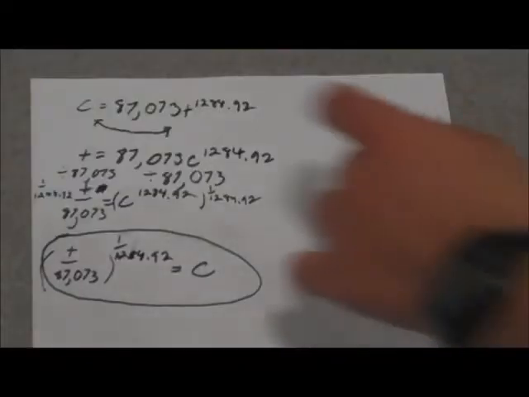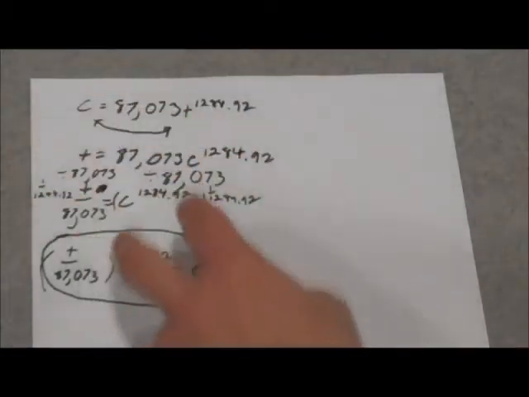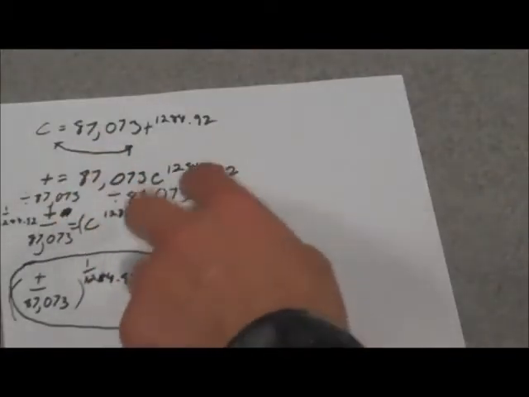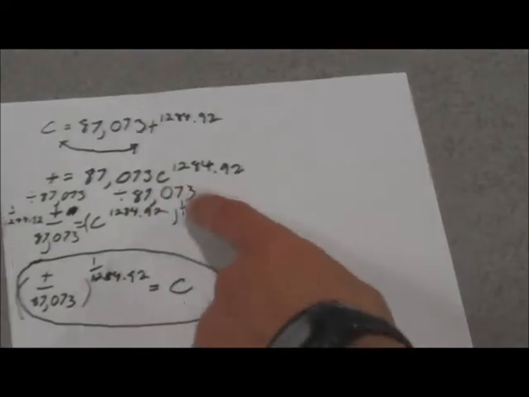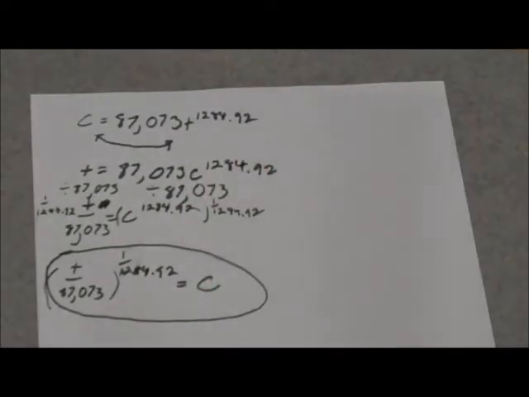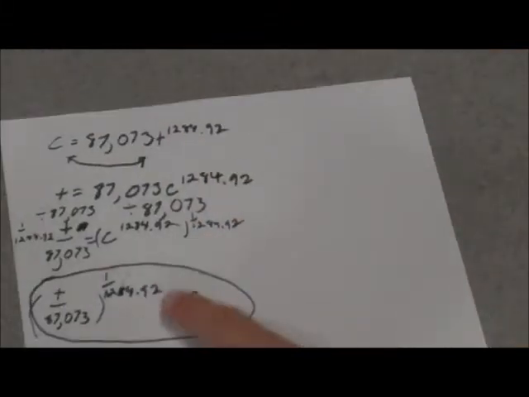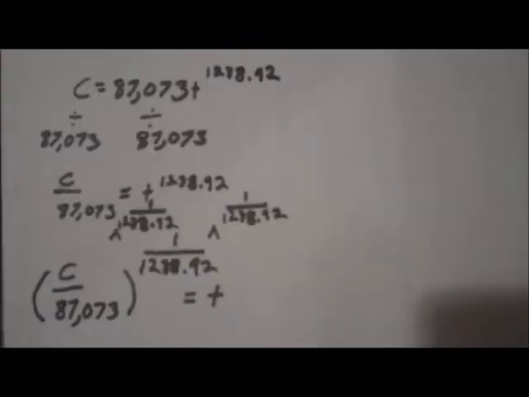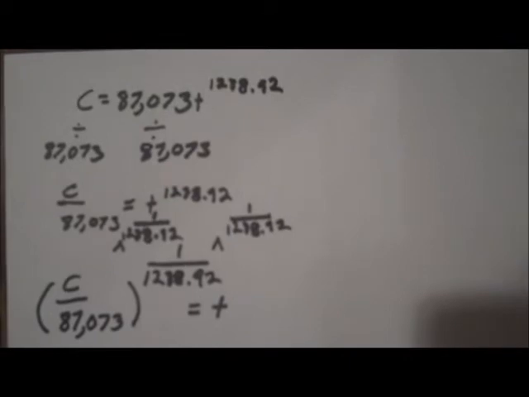So, first off, you have to swap the two right here, the x and the c, or t and c. And then what you have to do is you have to divide by 87,073. So, and then you have to put the t to the exponent of the reciprocal of 1,288.92. And then, once you have all that solved, you have your final answer right here. I'm sorry, AJ, that is incorrect.